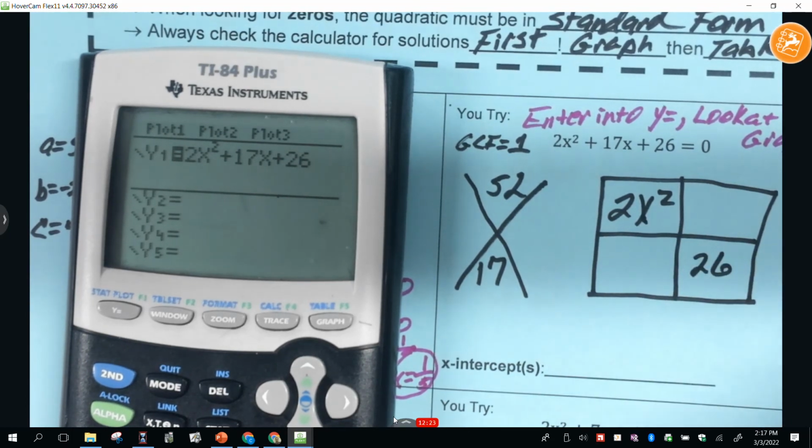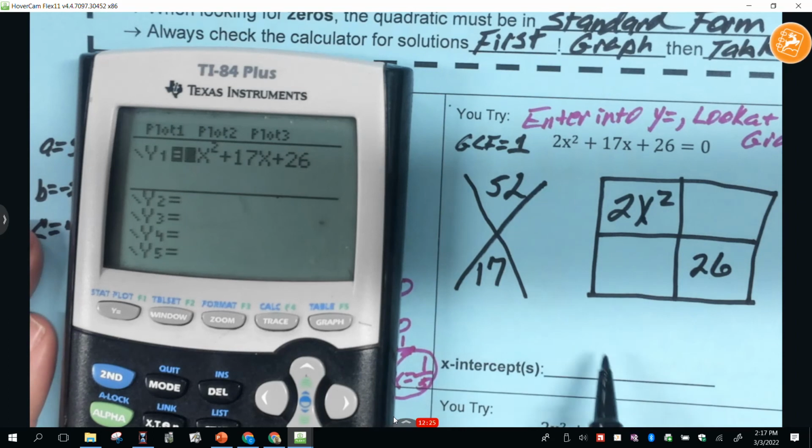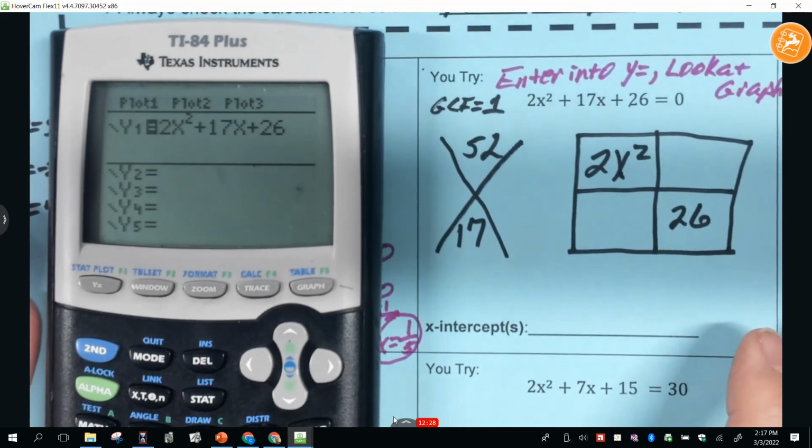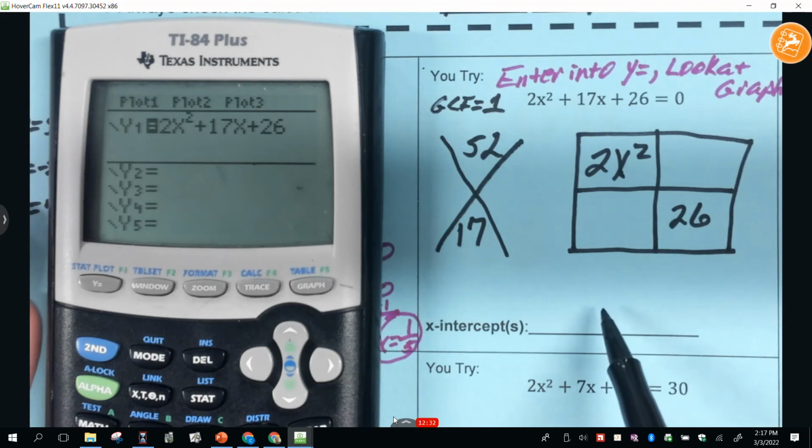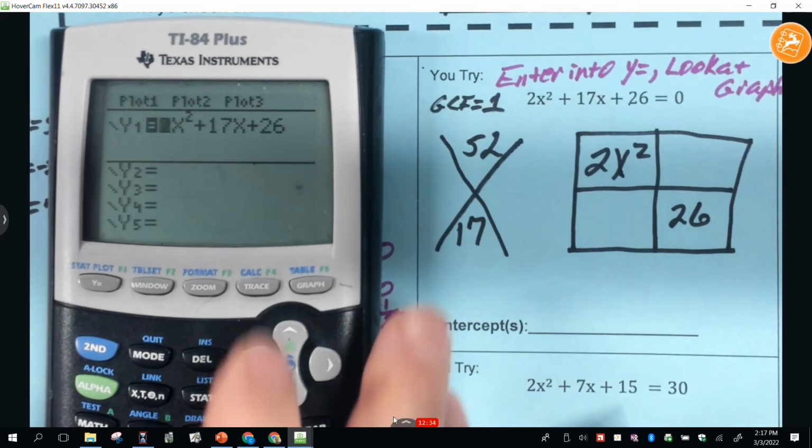Okay, all right, so I'll let you finish this and get the x-intercepts on your own, so you may want to pause it and work on it. And then as soon as you get it, unpause the video and move on to the next one.